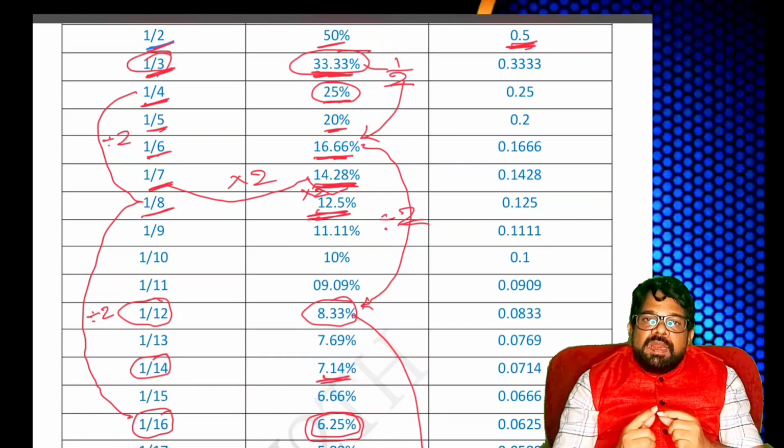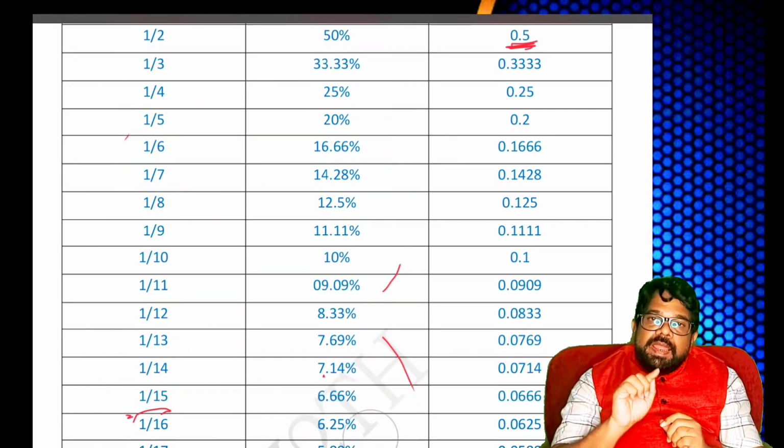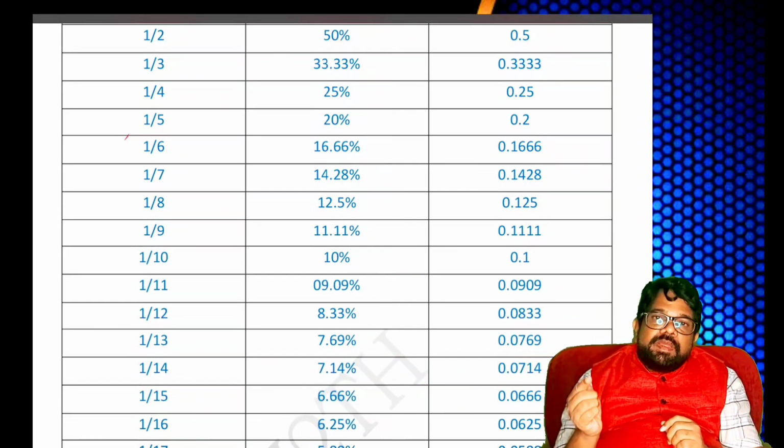Now 1 by 9, 1 by 11, you can remember very easily. Observe the chart, it is 1 by 9, 1 by 11. 9 can be expressed in 11s, 11 can be expressed in 9s.